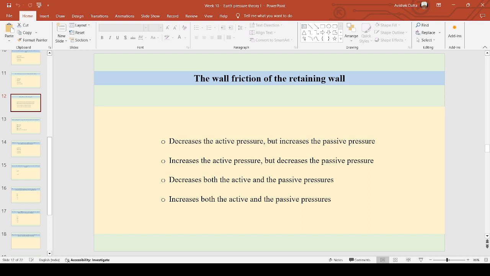So I'll just repeat this question once. The wall friction of the retaining wall: option 1, decreases the active pressure but increases the passive pressure. Option 2, increases the active pressure but decreases the passive pressure. Option 3, decreases both the active and the passive pressures. And option 4, increases both the active and the passive pressures. All right. Next question.